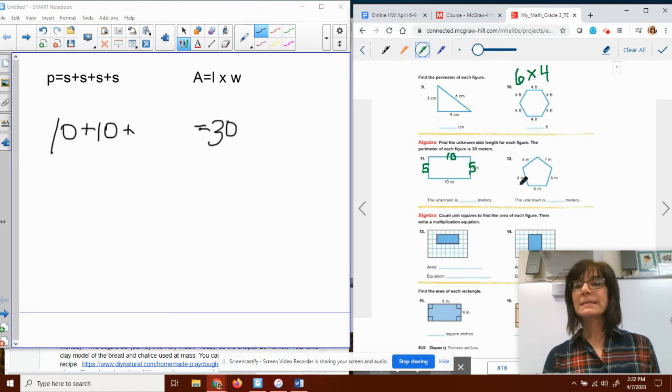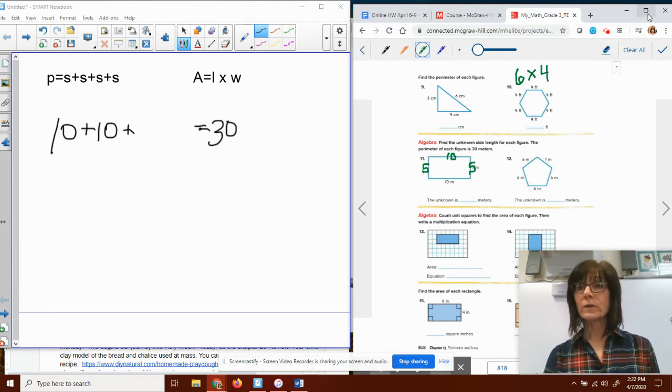On the pentagon, the 5-sided shape on number 12, it's showing me this pentagon has 6 meters, 6 meters, 6 meters, 6 meters. Well, then I know I can logically think that the last side is also going to be 6 meters.